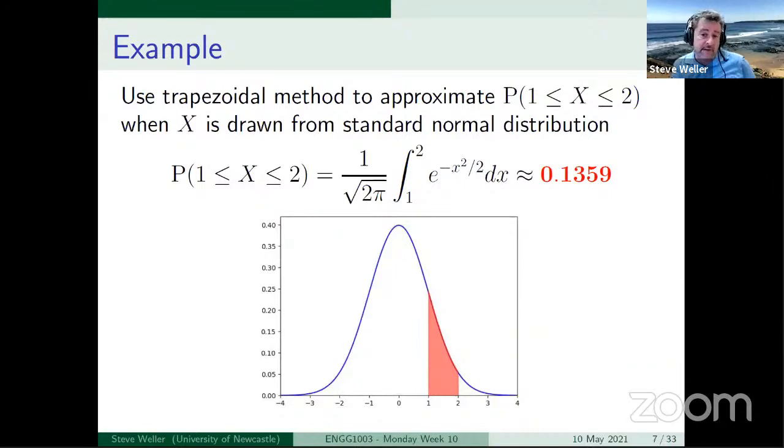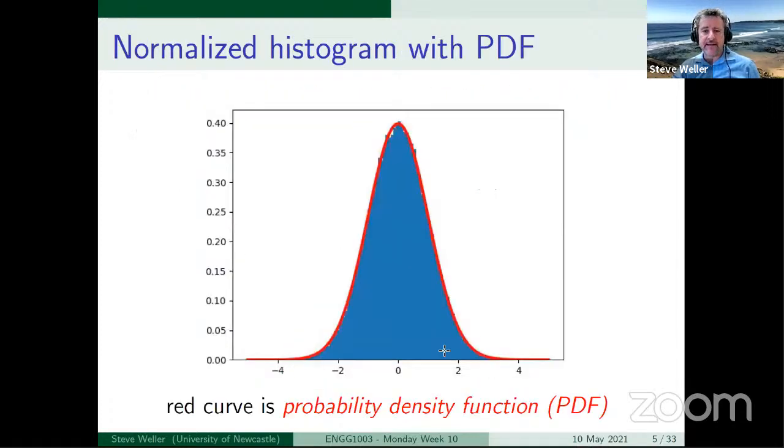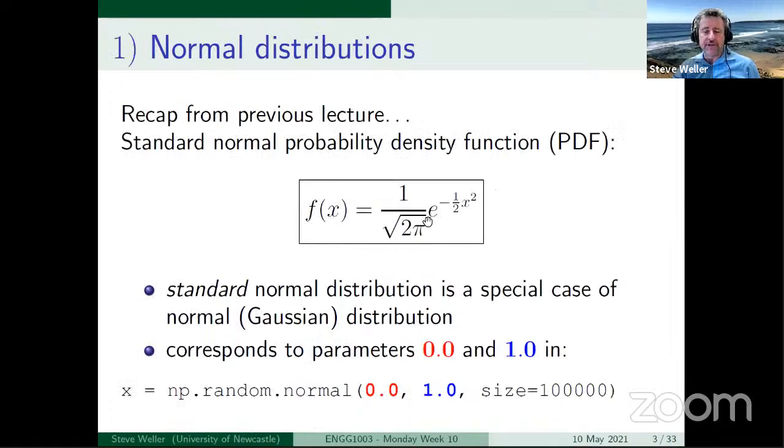And so the area of that red shaded area is 0.1359. There's no particular significance to that number other than the fact that it's the area of this red shaded region, between the limits of 1 and 2, that fits under this blue curve. And the blue curve, this bell-shaped curve, is nothing more than this function evaluated over a range of x.